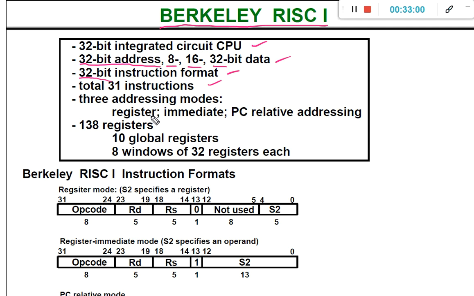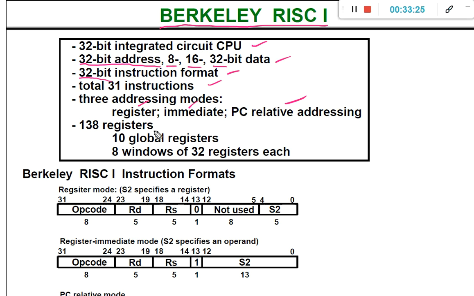We discussed that in the case of RISC, the number of instructions is less, and the number of addressing modes will also be less. So it will use only 3 addressing modes: register addressing mode, immediate addressing mode, and PC relative addressing mode. How to implement these addressing modes, we discussed in the previous classes. If you are not familiar, go through the previous videos.